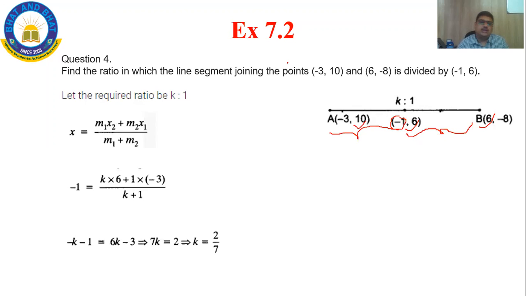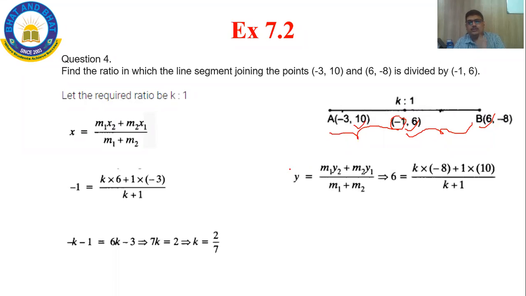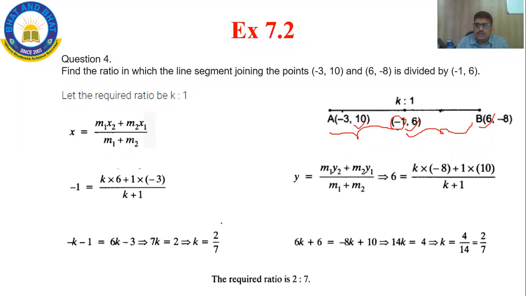But I should not stop here. I have to verify. How do I verify? I will verify by taking the y values also. That means instead of x, I will also find out with y. So for y, that is 6 is equal to (k into minus 8 plus 1 into 10) divided by (k plus 1). If 2 by 7 was right, my answer was right, then here also I will get 2 by 7 only. So the required ratio is 2 is to 7.